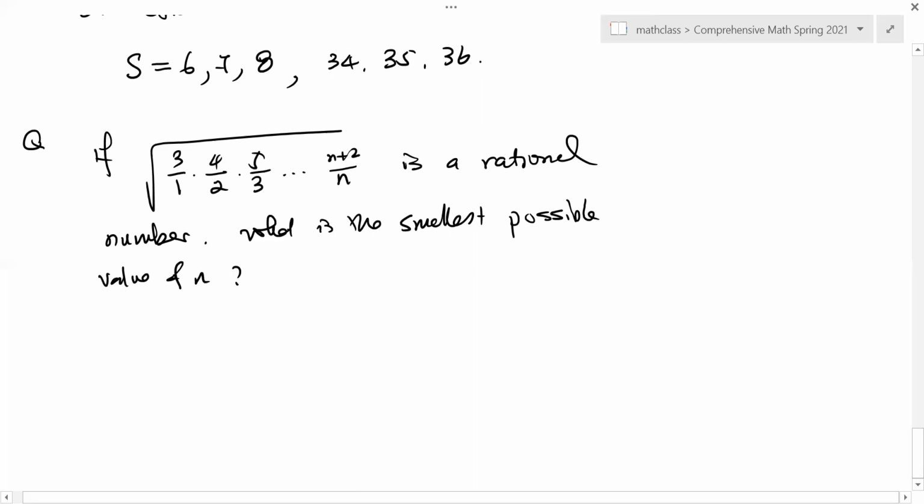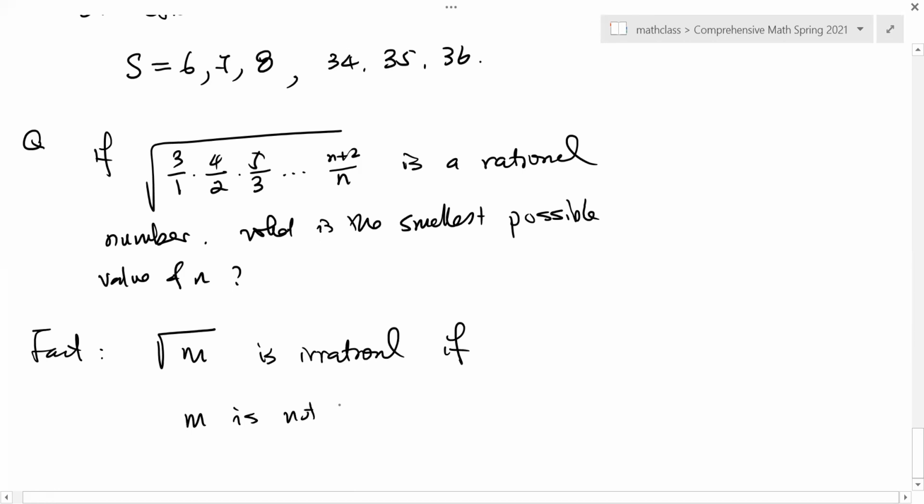In general, if you cannot get rid of the radical, it is an irrational number. So the general fact is: the square root of m is irrational if m is not a square of a fraction.